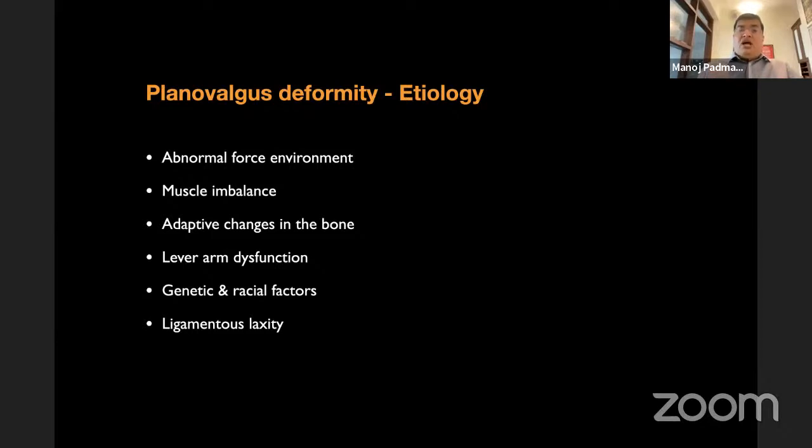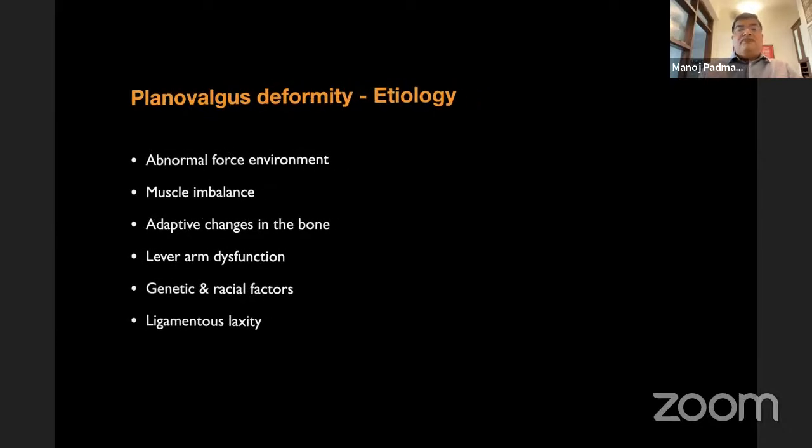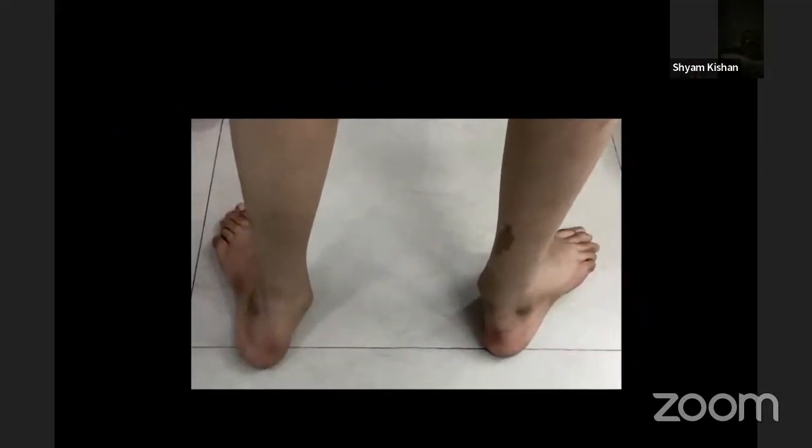There has been a hypothesis that underlying genetic and racial factors predispose a particular child in a family for a planovalgoid foot, and such children tend to develop planovalgus deformities if they have CP. So the underlying ligamentous laxity, which we see in a normal cohort of about 25% of children, with flexible flat foot, they are probably likely to develop it. That's one hypothesis.